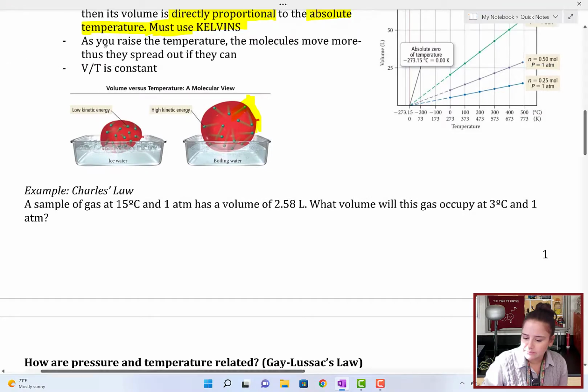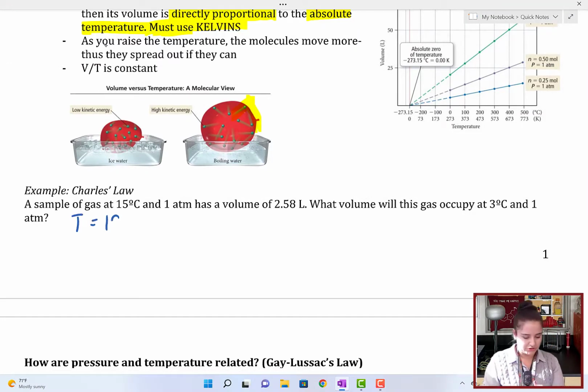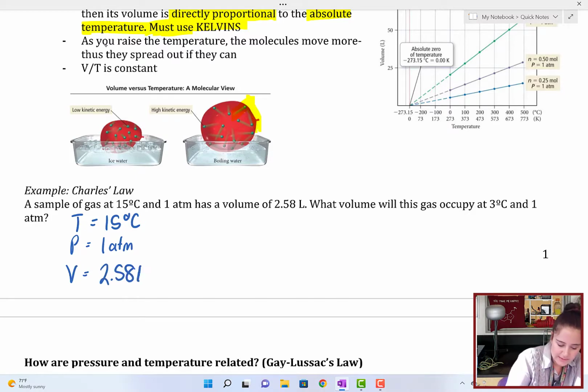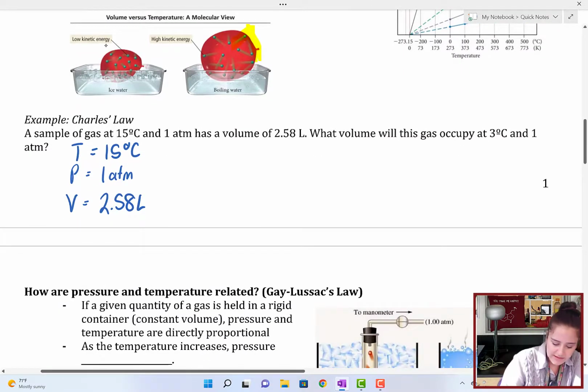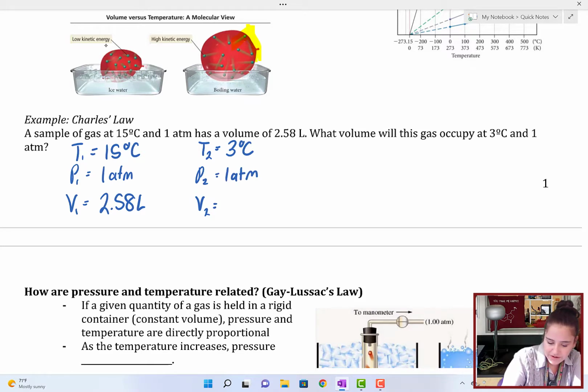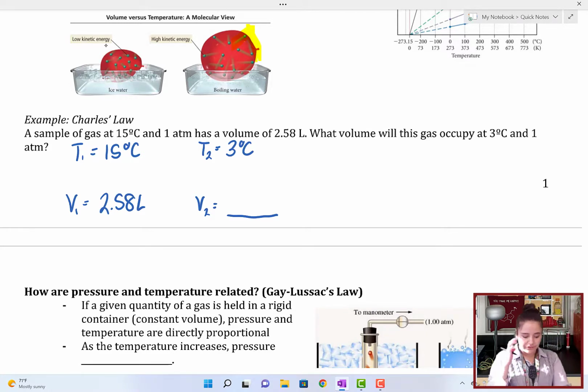So let's look at an example here, because I really want to illustrate why the temperature scale matters. Okay, so we have gas at 15 degrees Celsius and 1 atmosphere, which has a volume of 2.58 liters. Okay, so we're looking for V2. These are all our ones. What volume will this gas occupy at a temperature of 3 degrees Celsius and a pressure of 1 atm? Okay, so pressure is staying constant. That means we don't really need to worry about it. And we're looking for the change in volume.